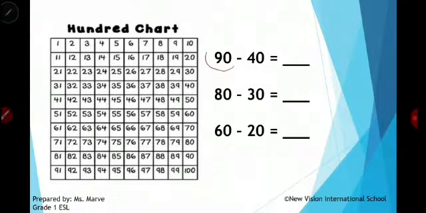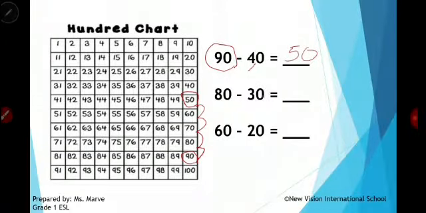Correct. We are going to find the first number, which is 90, in the 100 chart. There I found it. And ask ourselves, how many tens are there in 40? It's 4. So from 90, you are going to move up 4 times. Can you count with me? 1, 2, 3, 4. Very good. We landed on 50. So the answer is 50.